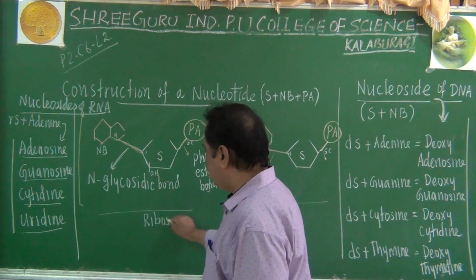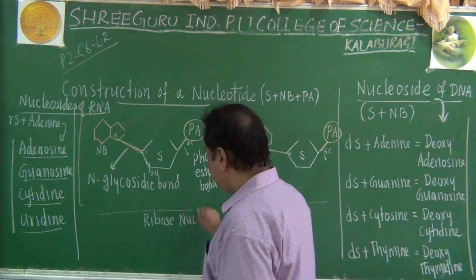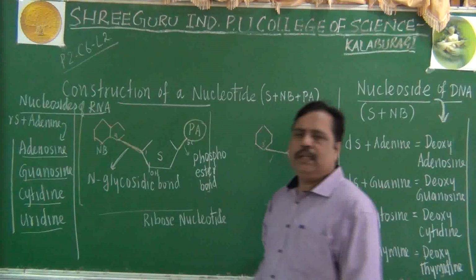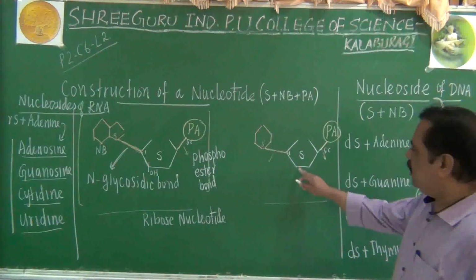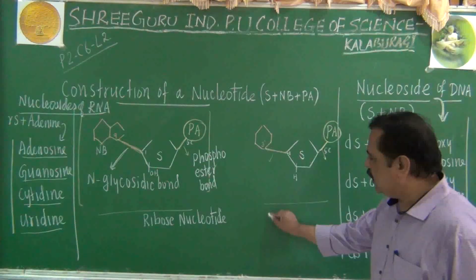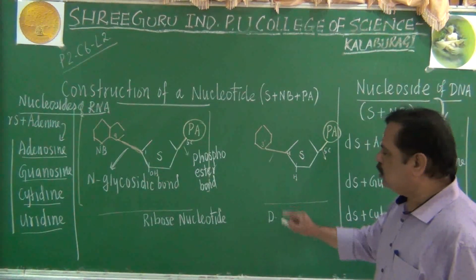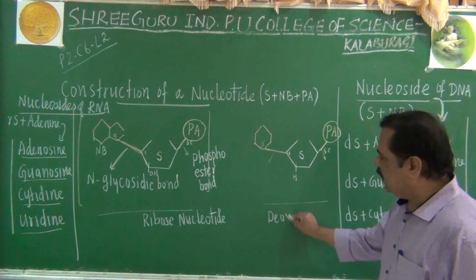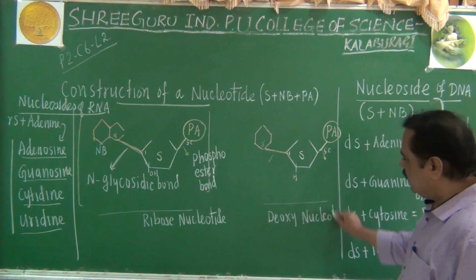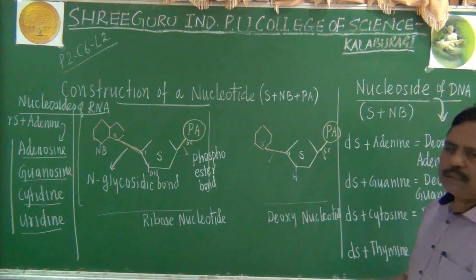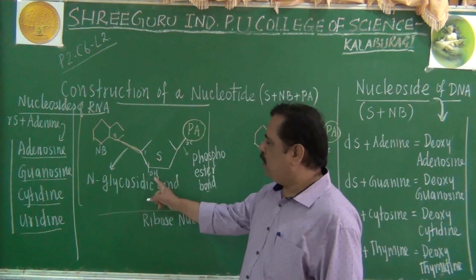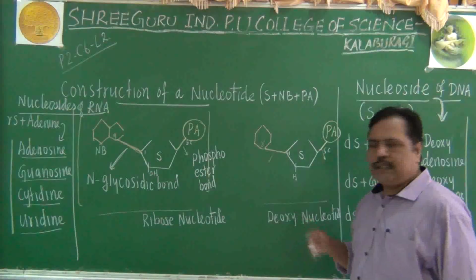It is a type of ribose nucleotide. Ribose nucleotide will have one oxygen atom in the second carbon atom extra. Here there is no oxygen, only hydrogen will be present. I can call it a deoxyribose nucleotide. Here it contains deoxyribose sugar and it is a nucleotide, we can see. Do you get these differences? This is pyrimidine, this is purine. This is ribose sugar, this is deoxyribose sugar.